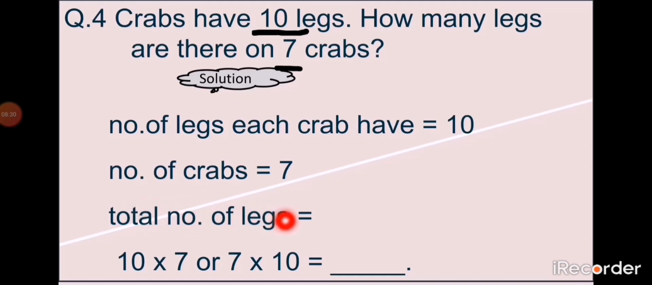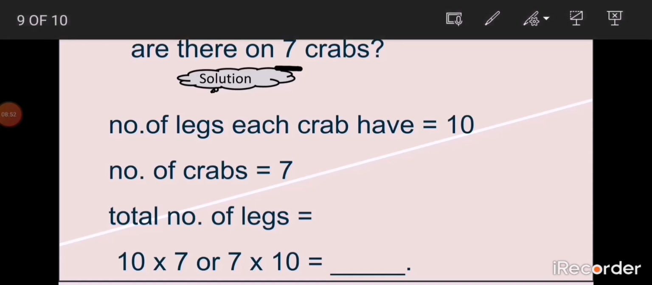But in that way, if you write, you will remember that you can put any number in the first place. So again, you can count in tens. 7 times 10, 20, 30, 40, 50, 60, 70. It's very simple. Or you can read the 10 table. 10 1 time 10, 10 2 times 20, 10 3 times 30, 10 4 times 40, 10 5 times 50, 10 6 times 60, 10 7 times 70. The answer is 70.